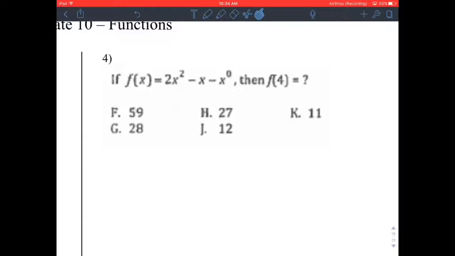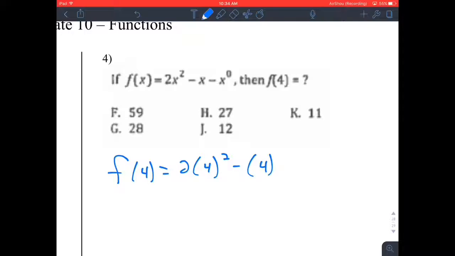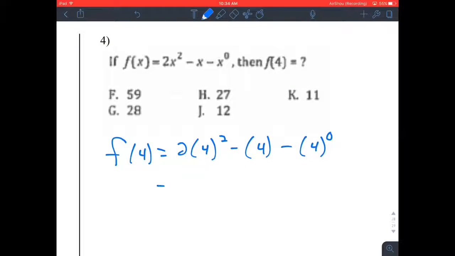Example 4. What is f of 4? So we got f of 4 equals, use parentheses when you substitute, four squared is 16 minus 4.